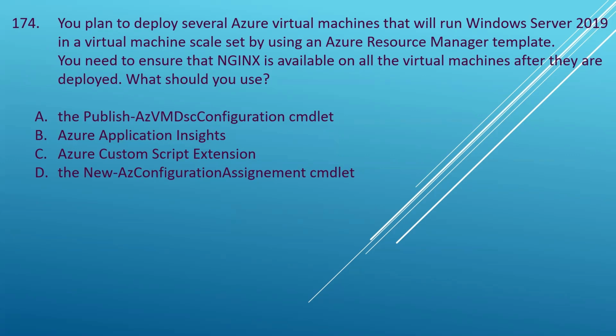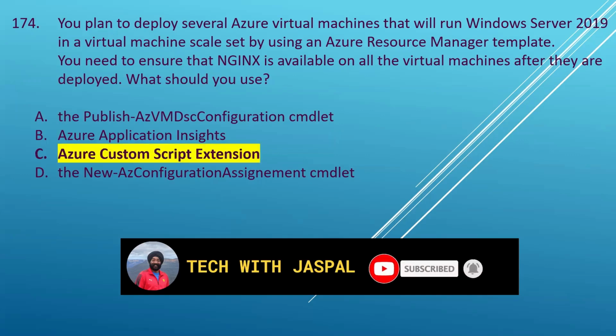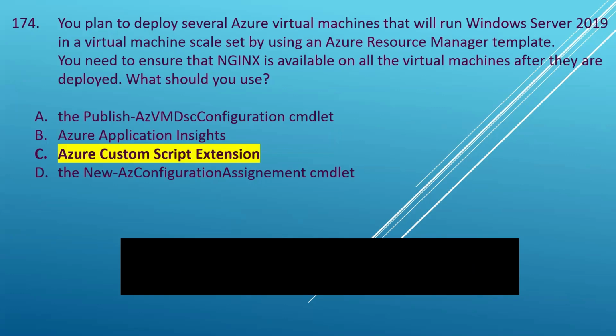You need to ensure that Nginx is available on all the virtual machines after they are deployed. What should you use? Your options are the Publish-AzVMDscConfiguration cmdlet, Azure Application Insights, Azure Custom Script Extension, the New-AzConfigurationAssignment cmdlet. And folks, the correct answer here is Azure Custom Script Extension.